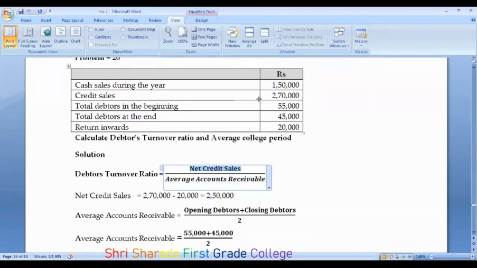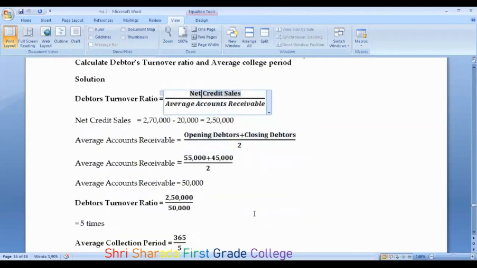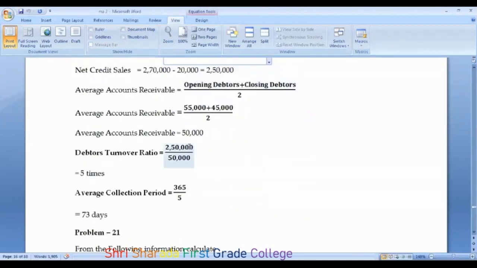Credit sales is given as 2,70,000. So if there are any sales returns, that should be reduced. As it is a net, it is not the gross. If it were the gross, then you would have taken 2,70,000 into consideration. As it is net credit sales, it is credit sales minus the sales return. So what is the sales return here? 2,70,000 minus 20,000 gives you 2,50,000.